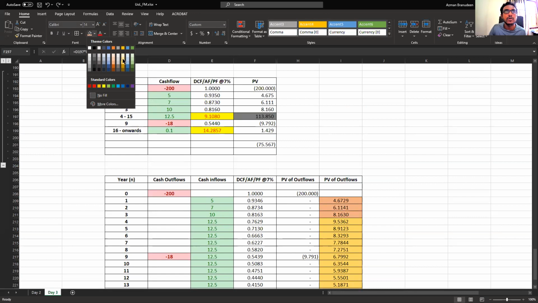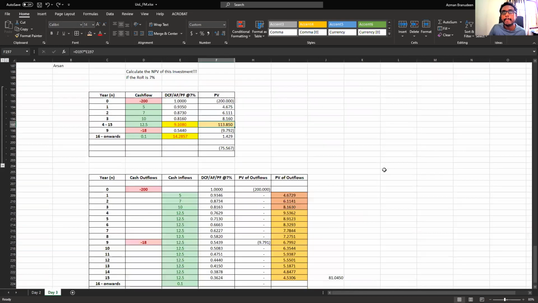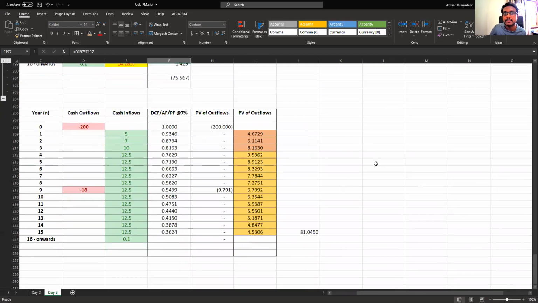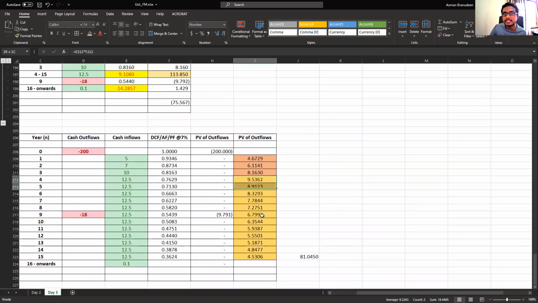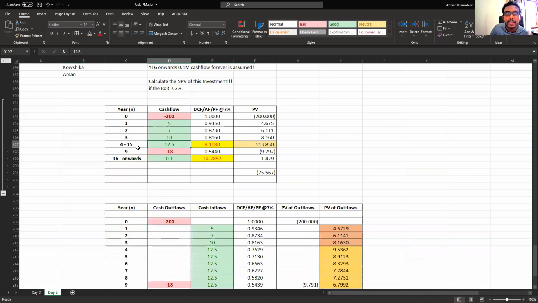Why is this wrong? Because the annuity factor you have to see from year 4 to 15, not from 1 to 15. Right? So is everybody clear on that? The correct answer is this. 81 million is the value of the 12.5 you're making from year 4 to 15, not year 0. If I just take the annuity factor of year 15, here 9.1080, it's wrong because I'm assuming I'm making money from year 0 itself. So year 1, year 2, year 3, year 4, year 5, etc. I'm making so much money.